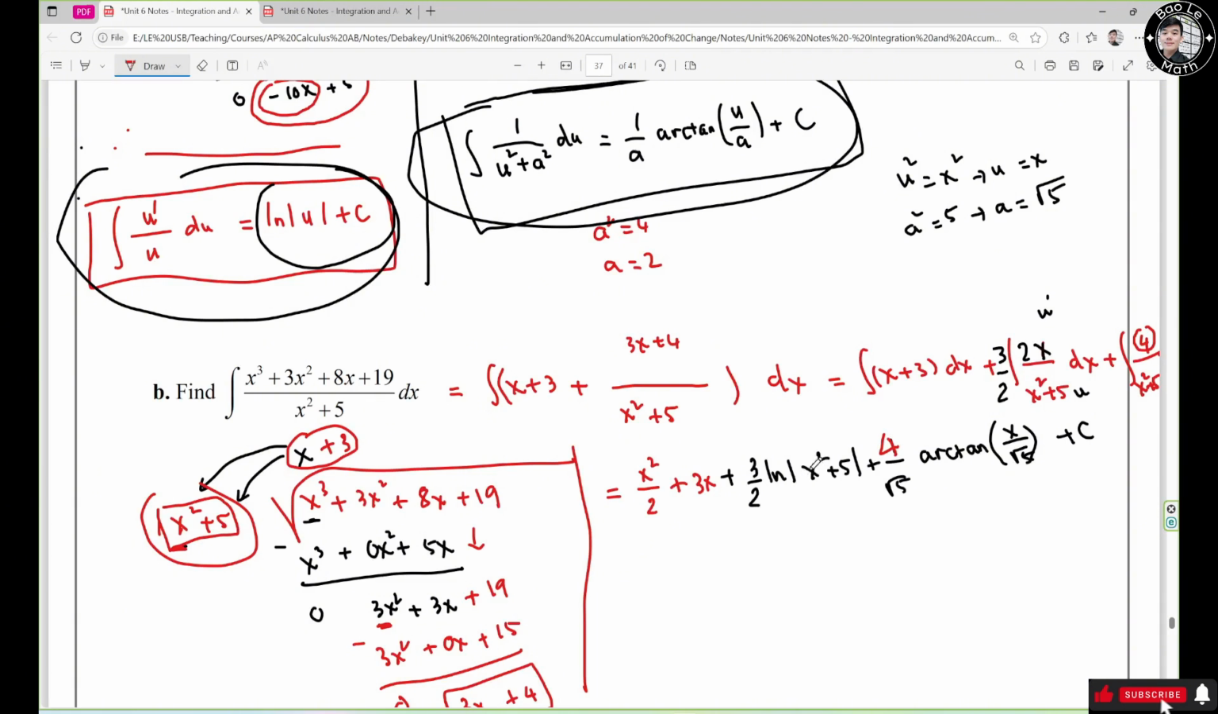Now observe that s squared plus 5 is always positive. You may remove the absolute value sign, so you can put the parentheses right here. This one is the final answer.